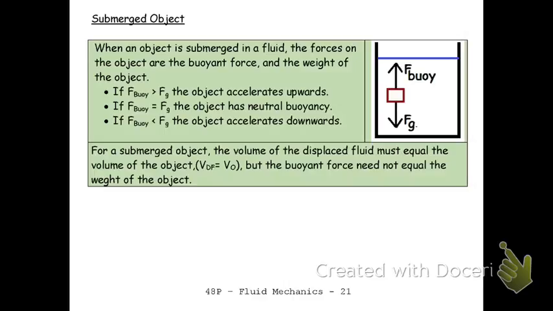So for a submerged object, you have a buoyant force and you have a weight. And basically, if the buoyant force is bigger than the weight, the thing accelerates upwards. It's slowed down by water drag. If the thing has a bigger weight than a buoyant force, it accelerates downwards. It's slowed down by the buoyant force. And if the thing is in neutral buoyancy, it kind of stays where it is.